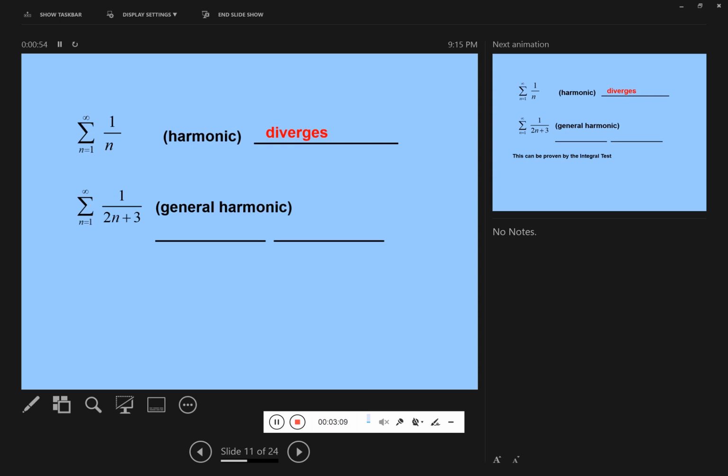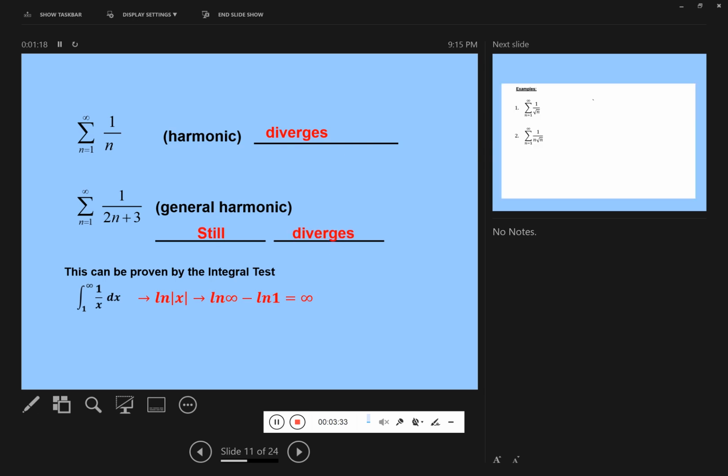I also mentioned last time that we can generalize this next one, even though it's 1 over 2n plus 3. As far as we're concerned, that's the same as 1 over n. It could be 1 over 5n plus 100. Still, as far as we're concerned, that's just like a 1 over n. So it's still going to diverge. We call it a general harmonic. And last time I showed you how it can be proven by the integral test, but we don't care about that now because we're not going to do an integral test anyway.